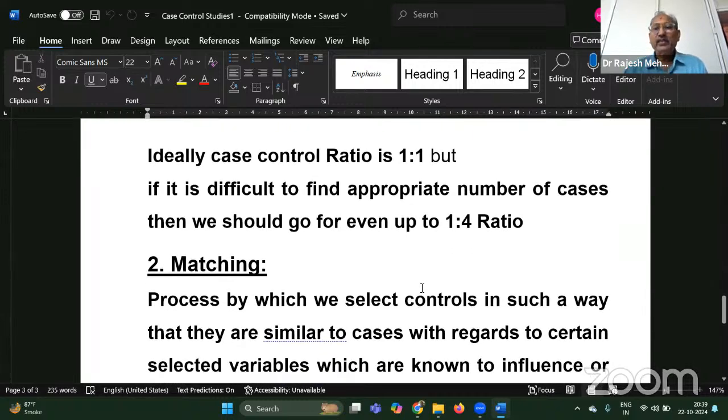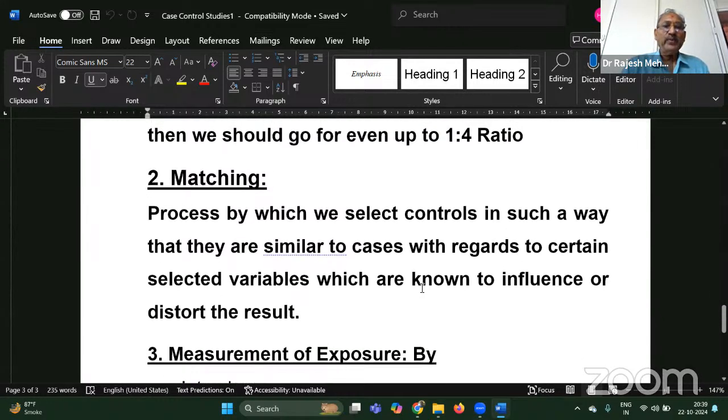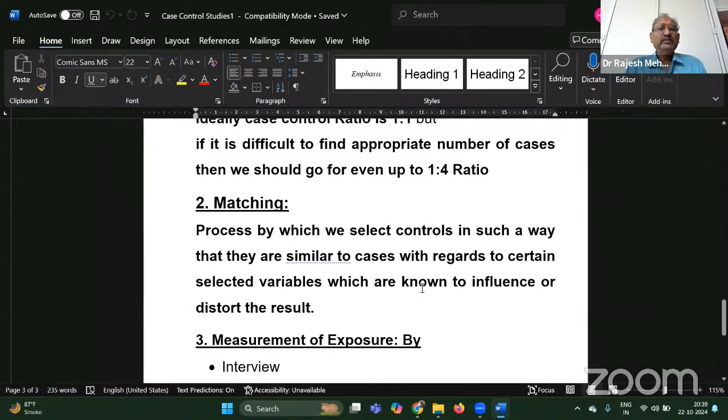See, the ideal case control ratio is 1:1, but many times control is freely available while cases are not freely available. At that time, up to three or four times you can take controls. Now, matching is a process where you try to remove the effect of confounding factors.